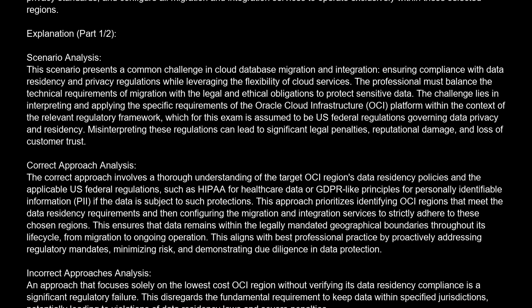This approach prioritizes identifying OCI regions that meet the data residency requirements, and then configuring the migration and integration services to strictly adhere to these chosen regions. This ensures that data remains within the legally mandated geographical boundaries throughout its lifecycle, from migration to ongoing operation. This aligns with best professional practice by proactively addressing regulatory mandates, minimizing risk, and demonstrating due diligence in data protection.